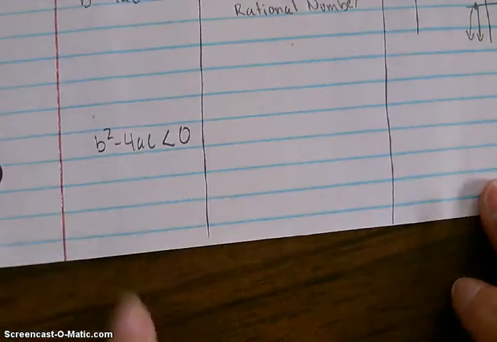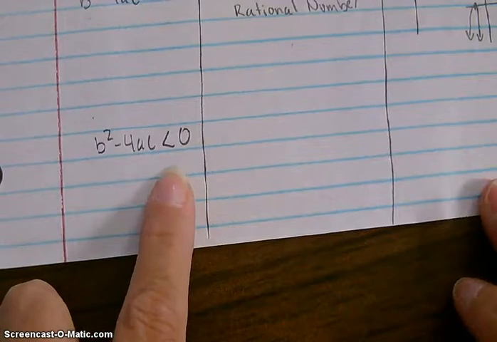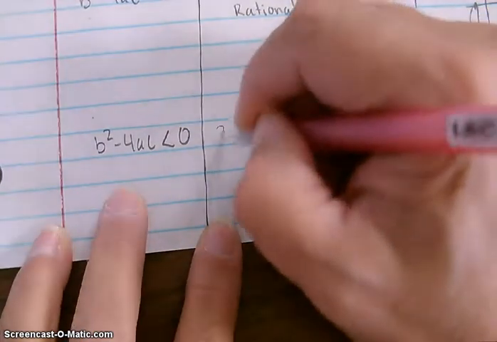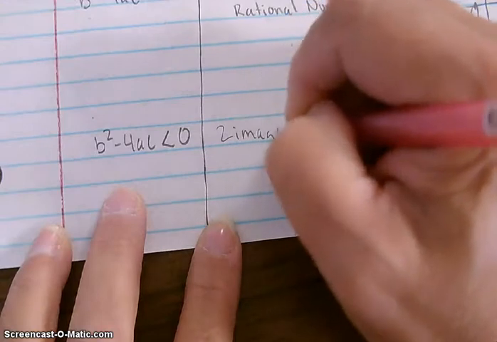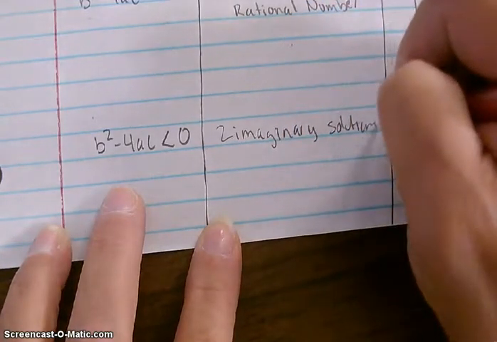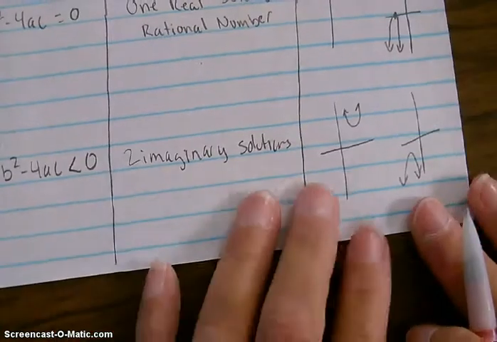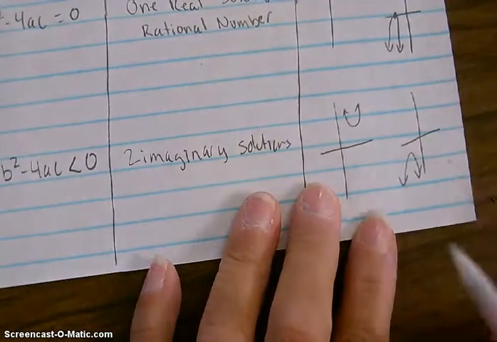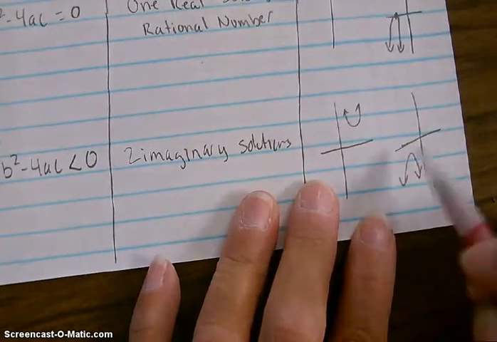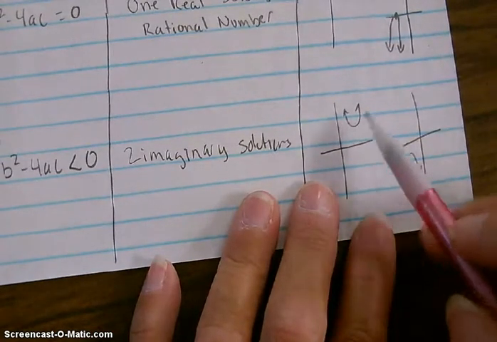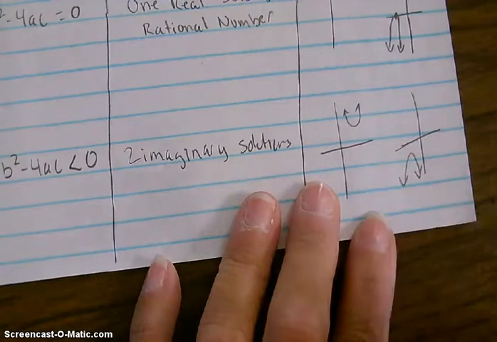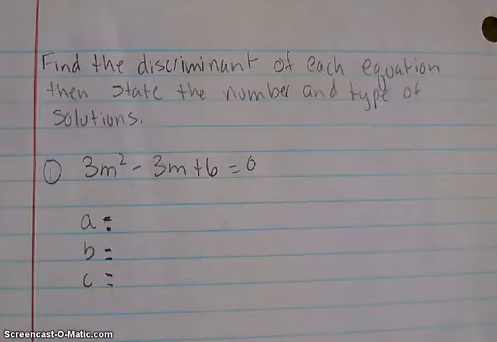And the last case would be if the value of the discriminant was less than 0. If that was the case, I'm going to have two imaginary solutions. What my imaginary solutions will look like on the graph is they will just be floating out in space, and they're not going to cross the x-axis. That's why we have imaginary solutions, because they do not cross the x-axis. Alright, so let's work some examples.